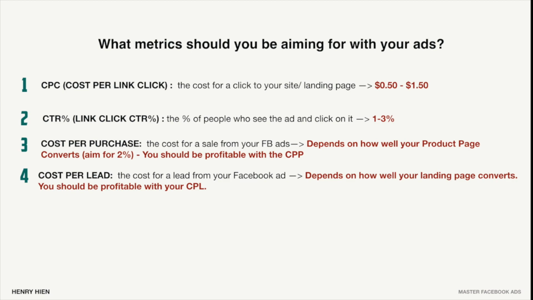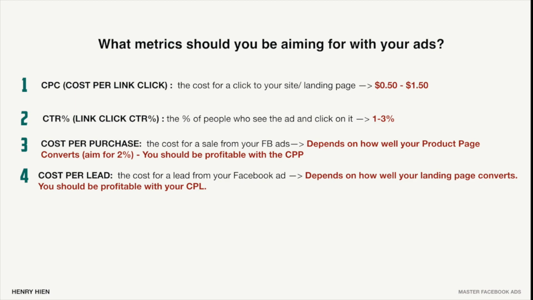Next, you want to look at the CTR, or the link click-through rate, which is the percent of people who see an ad and then actually click on the ad. That is the link click-through rate, and you want to aim for a link click-through rate of 1 to 3%, and that's a good indicator that the ad is doing well. The higher the link click-through rate, the better your ad is actually performing.